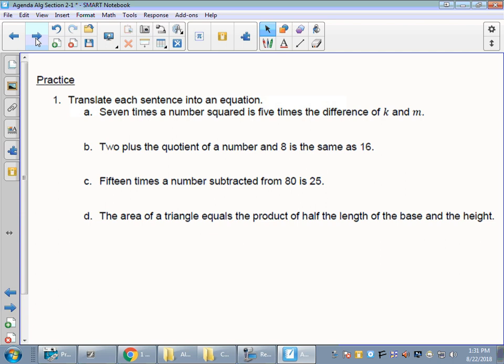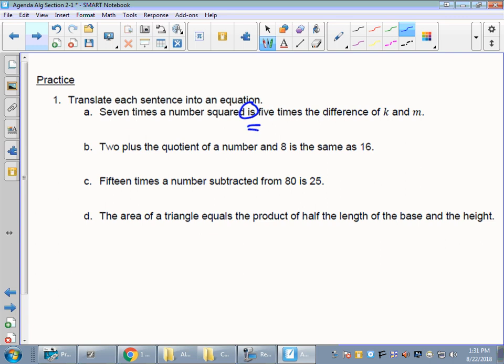Okay, practice problem here. We've done this before back in 1.1 with expressions, but translate each sentence into an equation. Let's do a couple of these. So the first one, 7 times a number squared is 5 times the difference of k and m. The first thing I like to do is find the is, or the word that resembles is, because then I know, hey, there it is. That's going to be my equal sign.